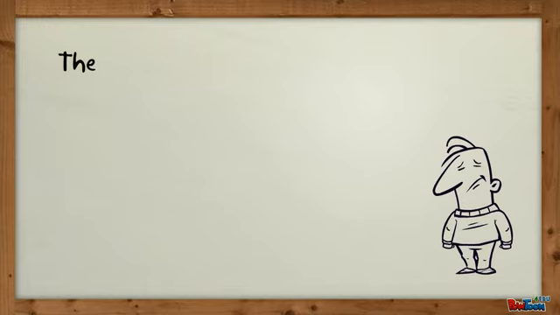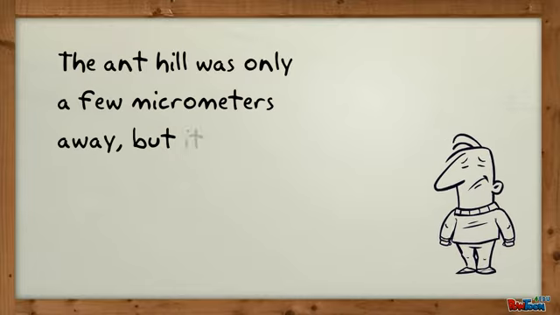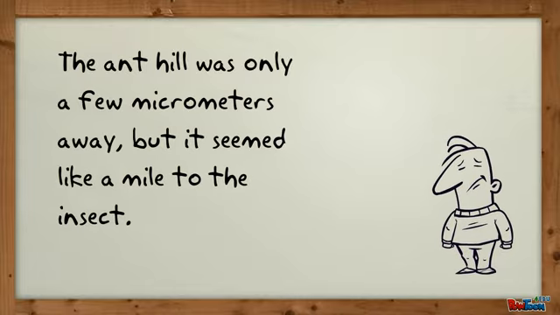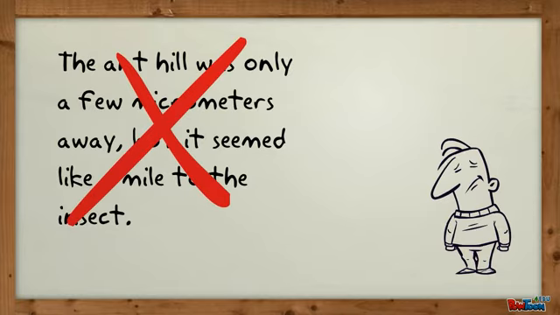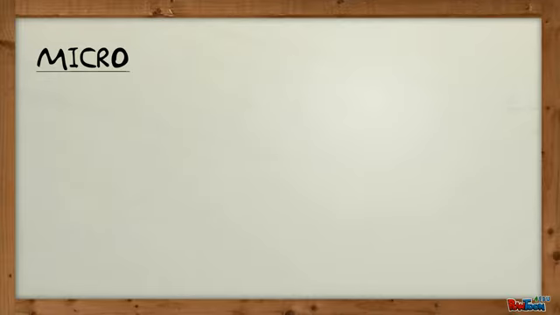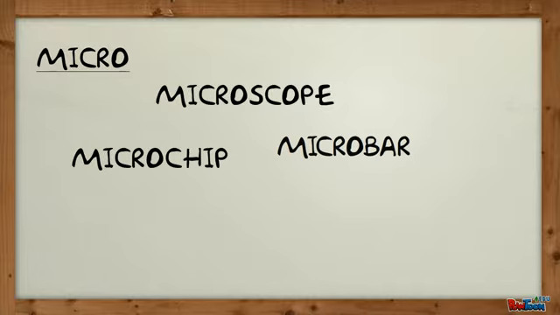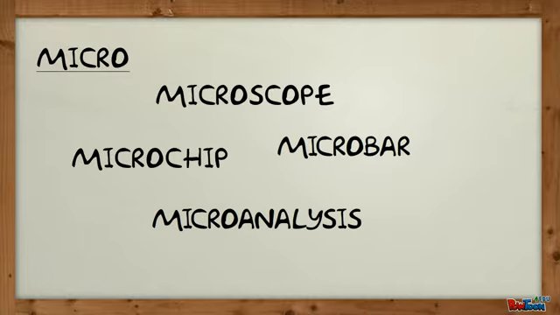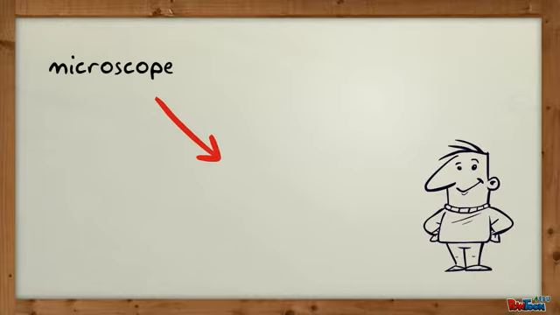So you wouldn't say something like, the anthill was only a few micrometers away, but it seemed like a mile to the insect. It just doesn't make sense because a micrometer is not a unit of distance. One more thing when we look back at micro. If you think about all the words we just talked about, they're all nouns. They represent a person, place, thing, or idea. Microscope, microanalysis, microchip, microeconomics, microbar, micrometer. Now, of course, you can make some of them adjectives. For example, you might use a microscope, which is a noun, to look at something microscopic, which is an adjective.